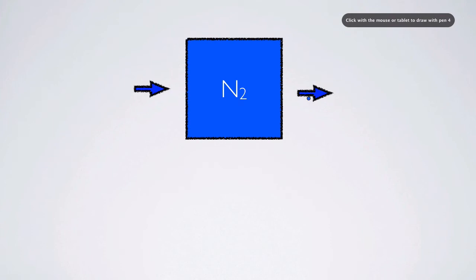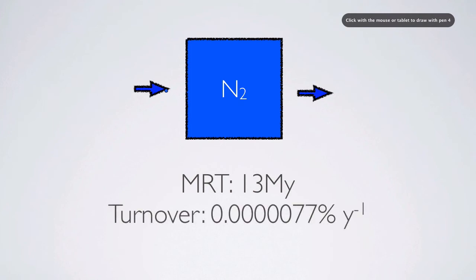or lightning fixing N2 into nitrous oxides, for example. And then the fluxes going back into the pool are also relatively small and pretty much balanced by the fluxes going out of the pool. When we do the calculation about what the mean residence time is of N2 in the atmosphere, it's relatively long, 13 million years. And that turnover time is 0.0000077%. So very little is turning over, and N2 is staying in the atmosphere a long time.